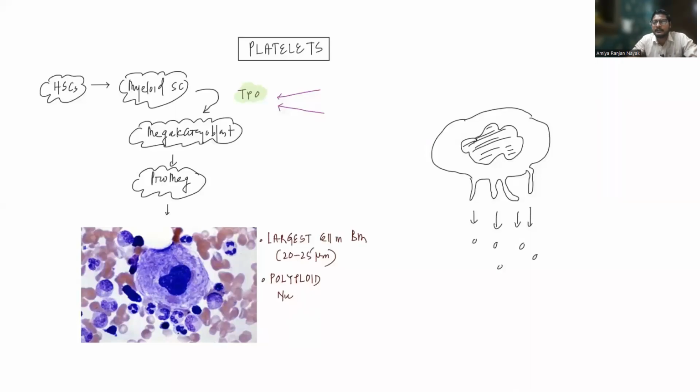Hello everyone. In this video, I'm going to discuss the basics of platelets. So platelets are derived from the megakaryocytes. These are nothing but the cytoplasmic fragments of the megakaryocytes.